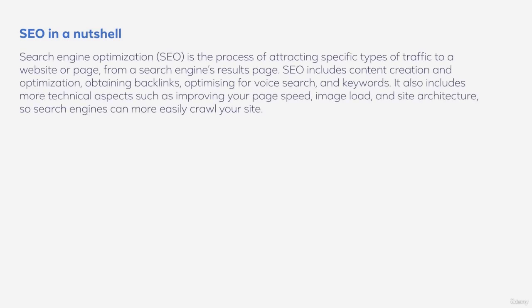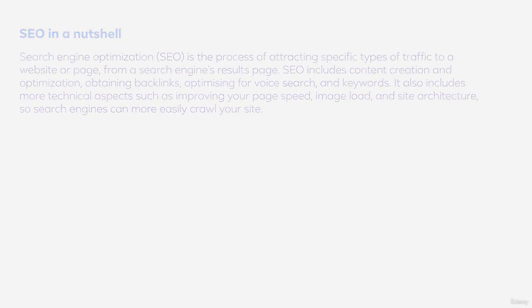SEO in a nutshell. Search engine optimization, SEO, is the process of attracting specific types of traffic to a website or page from a search engine's result page. SEO includes content creation and optimization, obtaining backlinks, and optimizing for voice search and keywords. It also includes more technical aspects such as improving your page speed, image load, and site architecture, so search engines can more easily crawl your site.